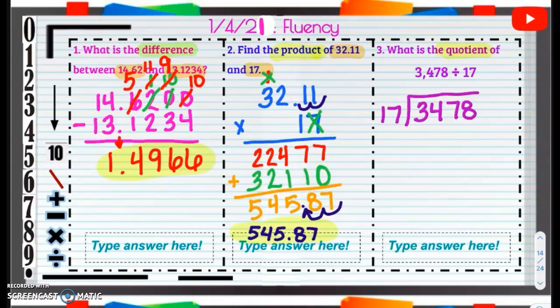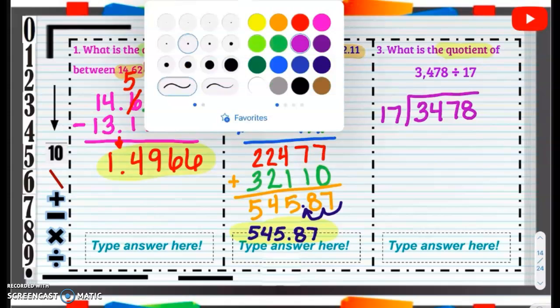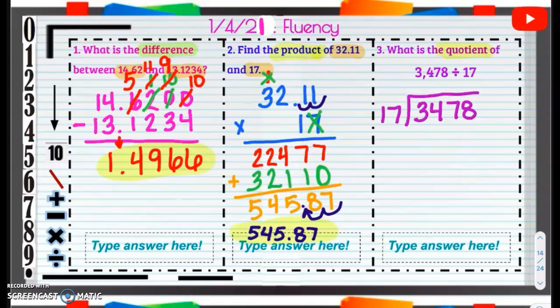So remember, 3,478 goes on the inside of our house with 17 on the outside of our house. All right, now we are going to be able to divide. So can 17 go into 3? No, it cannot. Can 17 go into 34? Yes, it can.